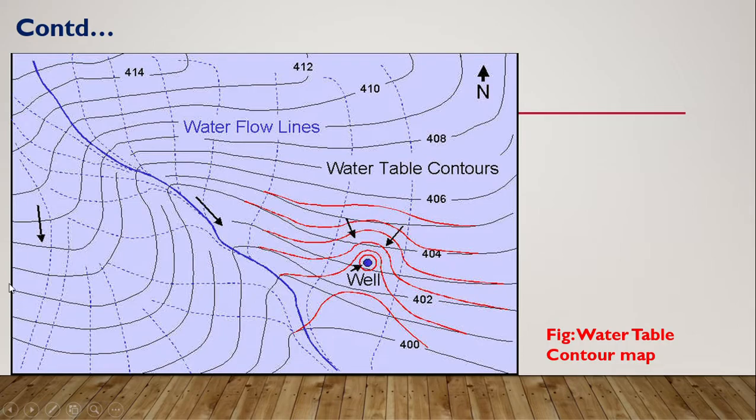So when there are no other sources of water or other features in a graph, we can say that the groundwater flow direction will be perpendicular to these water table contour lines. That is our assumption from this graph. Flow of groundwater will be perpendicular to these lines. So here the water will be flowing in this direction, and here it will be flowing in this direction. Like that we can say.